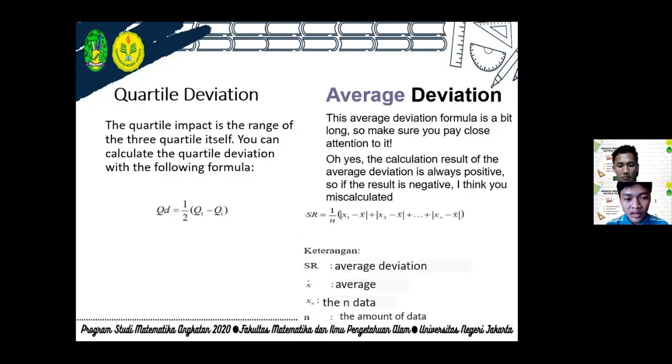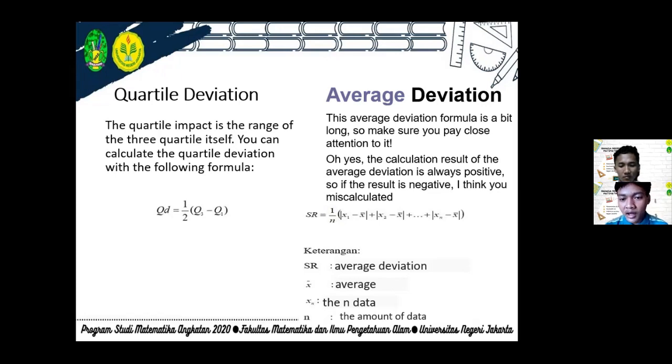Next is quartile deviation. The quartile deviation is half the range between the quartiles. You can calculate the quartile deviation with the following formula. Quartile deviation is Q3 minus Q1, divided by 2.